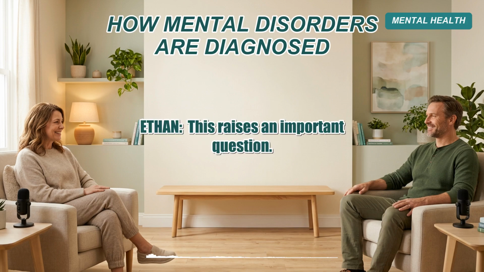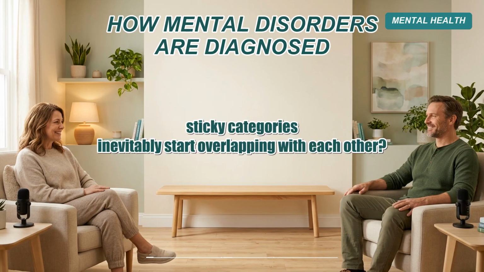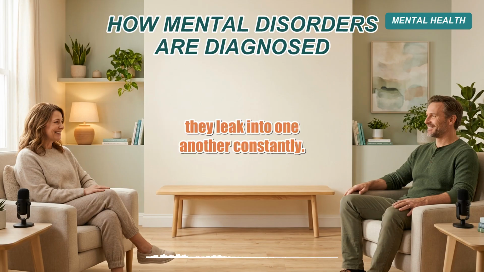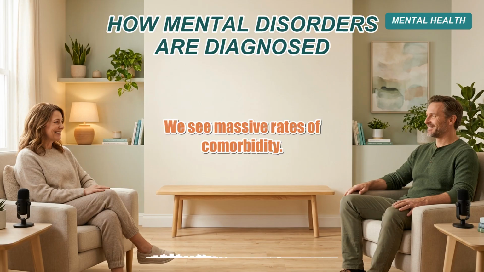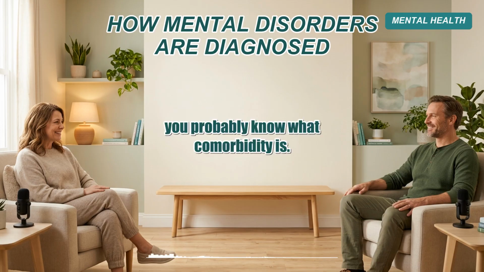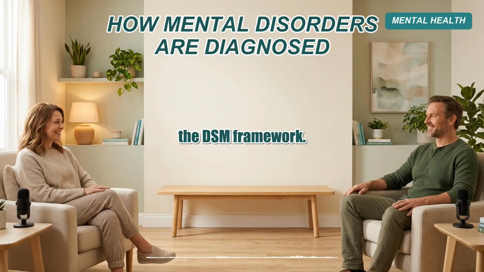This raises an important question. What happens when these questionable, sticky categories inevitably start overlapping with each other? Well, because they lack that strict biological boundary, they leak into one another constantly. We see massive rates of comorbidity. Right. And since you're listening to this deep dive, you probably know what comorbidity is, but the sheer scale of it is what really breaks the DSM framework.